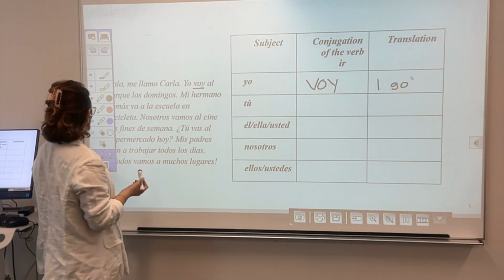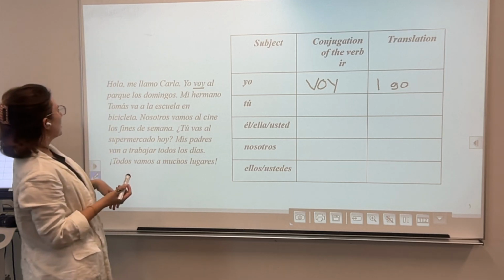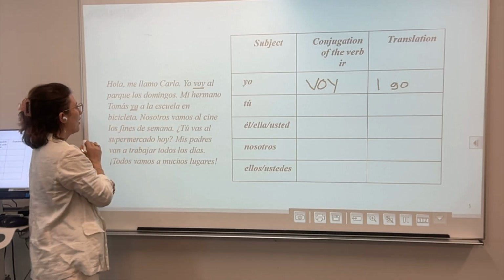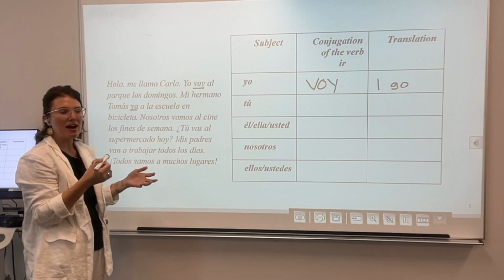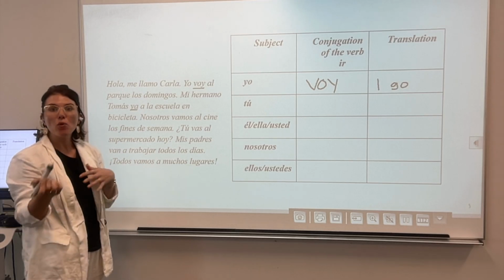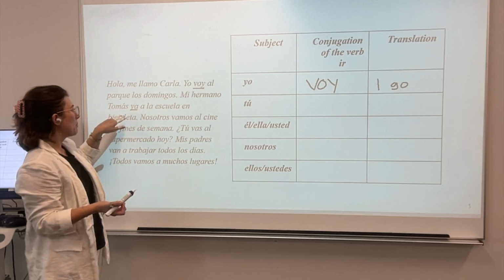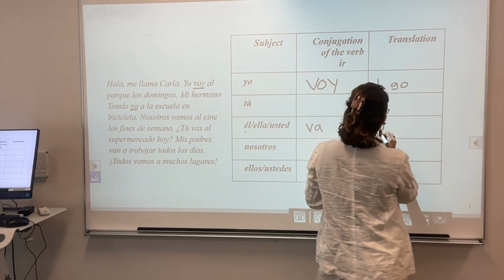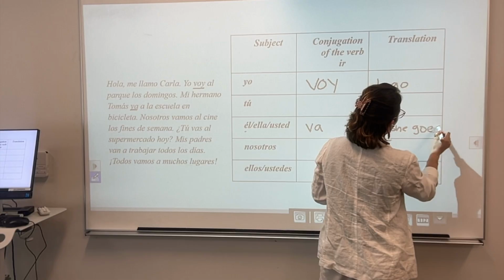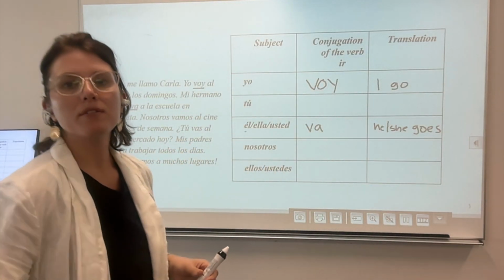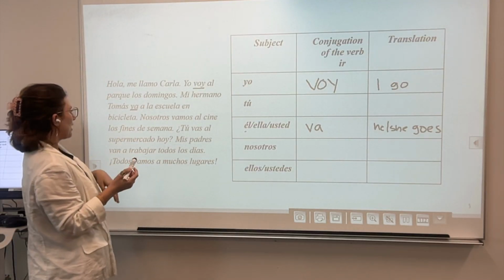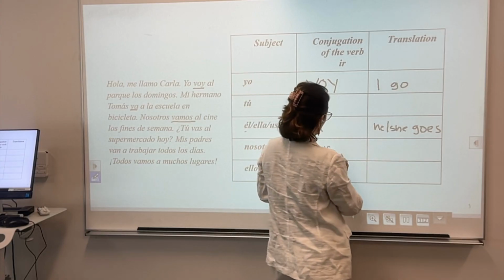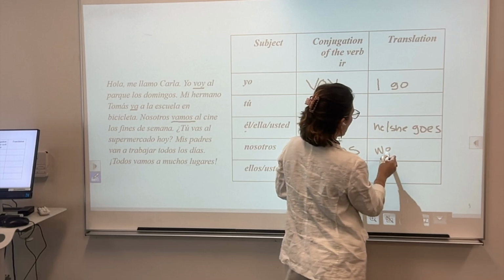Mi hermano Tomás va a la escuela en bicicleta. What do you think the verb is here? Va. So then you would look to the subject to try to decide what subject pronoun goes with this form of the verb. We have mi hermano Tomás, my brother Thomas. Va. So we know this is he, she, goes. Nosotros vamos al cine los fines de semana. Vamos, it comes after nosotros. We go.